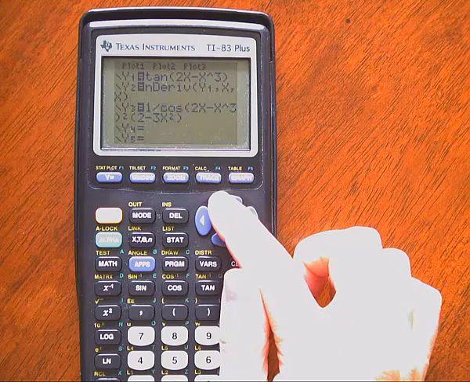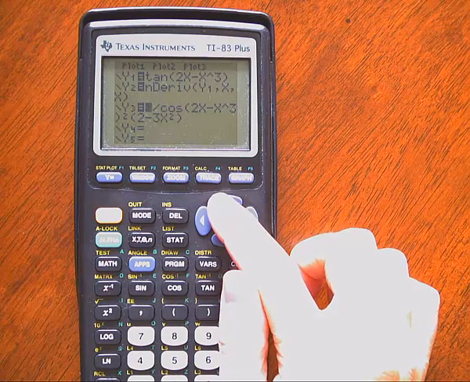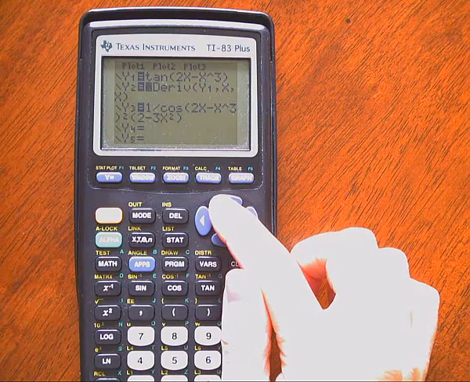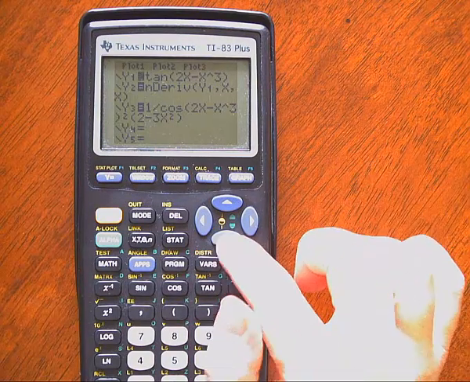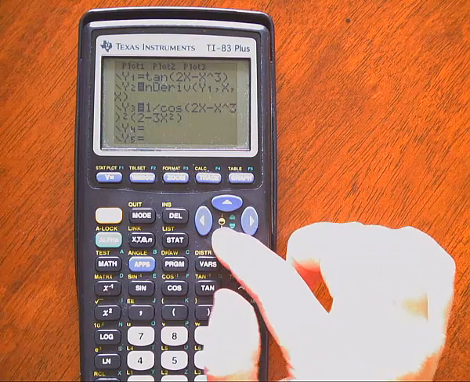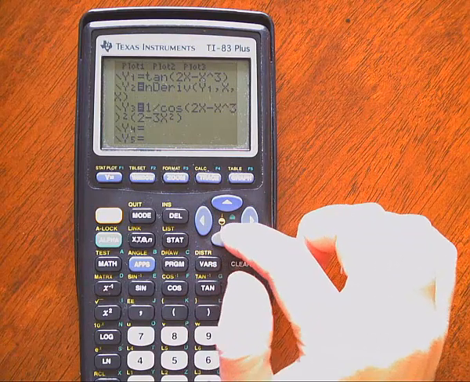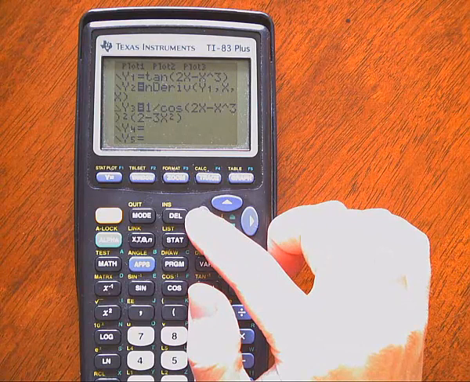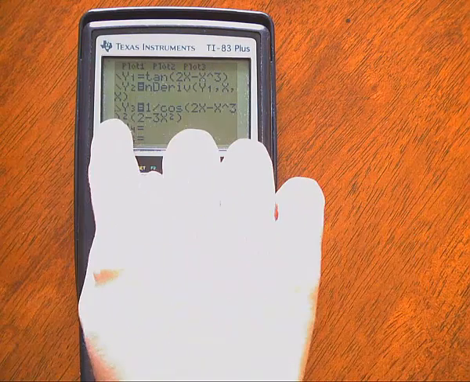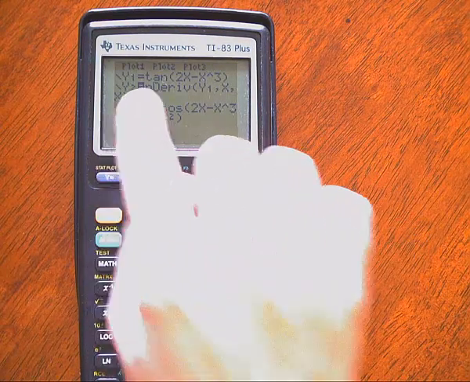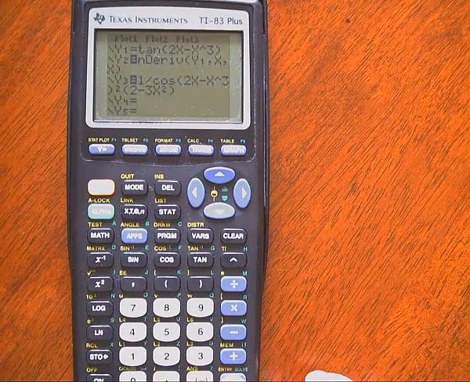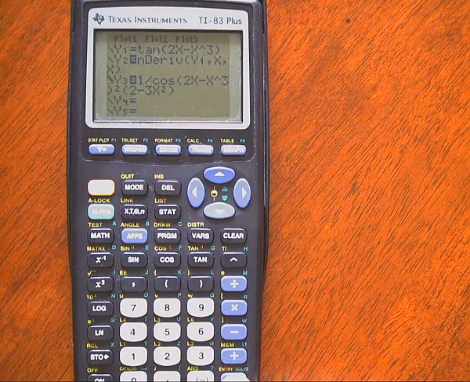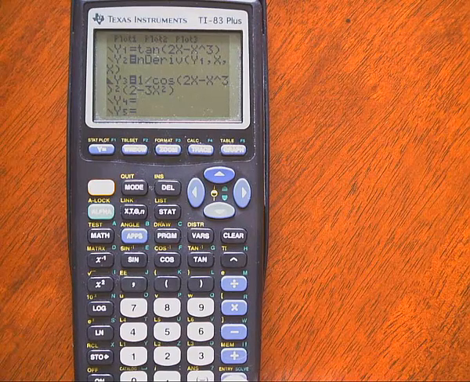I want to see if my answer is right. So I'm going to graph these, but first I'm going to turn off the original function. I'm just going to unselect it, and then I'm going to go down to my answer and toggle over to the left by hitting the arrow, and then notice this is blinking. So I'm going to hit the enter button a bunch of times to toggle through my different choices, and it'll come upon an open circle.